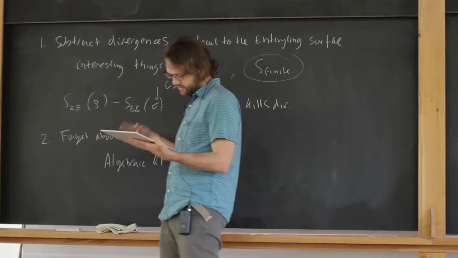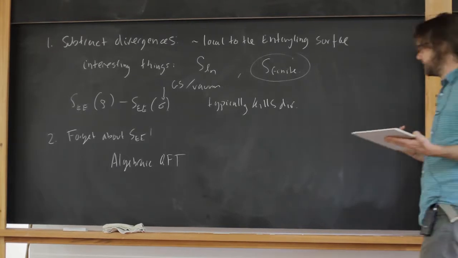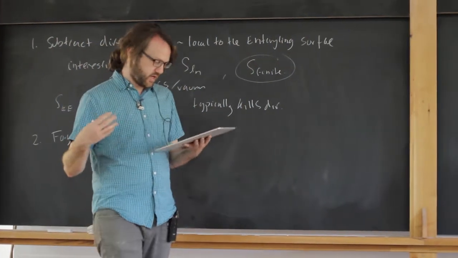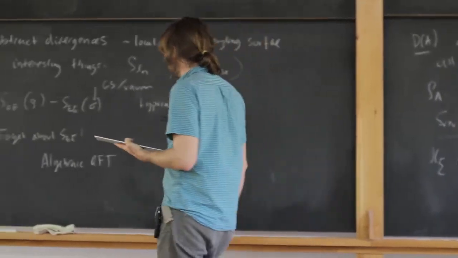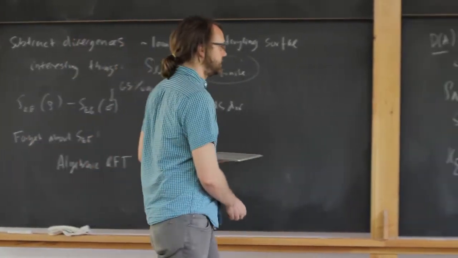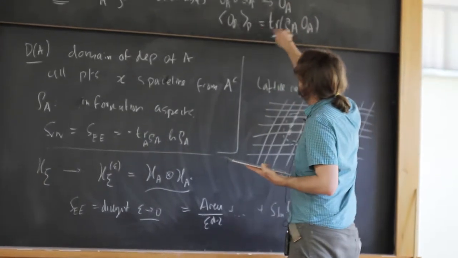Then we can ask you. We can go to algebraic quantum field theory, and let me give a brief discussion. This is definitely not my expertise, but I would like to set up a little bit of the formalism. Okay. So the way to think about this is to forget about the density matrix and just think about observables.